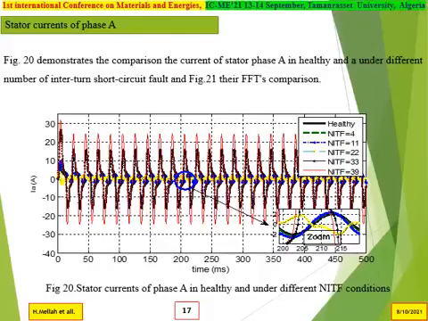Stator current of phase A. Figure 20 demonstrates the comparison of the current of phase A in the healthy case and under different numbers of interturn short circuit faults, and figure 21 shows their FFT comparison. We can see that when the number of interturn faults is greater, the current has higher peaks, like in this case.